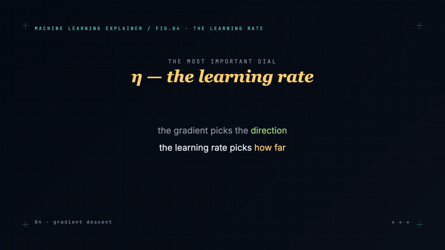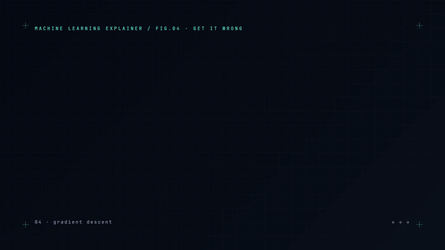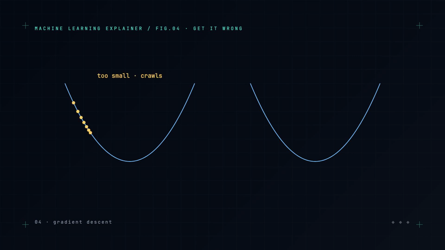In one of two ways. Set the learning rate too small and you crawl, taking thousands of tiny steps, training forever to get anywhere. Set it too big and you overshoot the bottom entirely, bouncing from wall to wall, the loss exploding instead of shrinking. The art is finding the step size that's just right, big enough to be fast, small enough to stay stable.